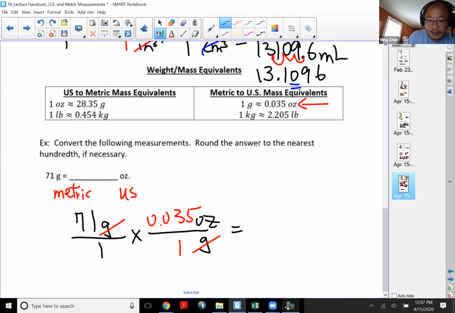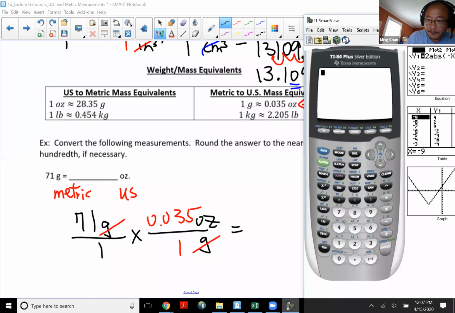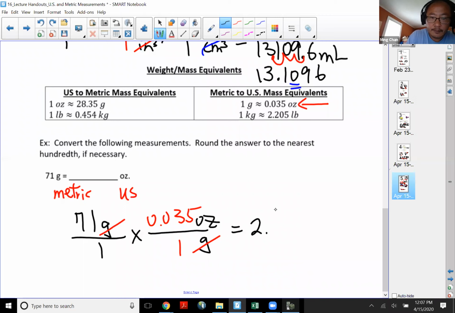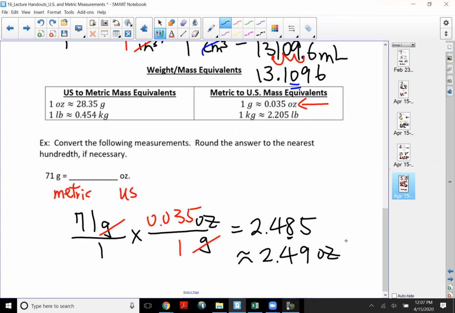But my answer, this is kind of weird, 71 times 0.035 is 2.485. So if I round to the nearest hundredth, it's about what? 2.49, right? Ounce. All right. So back to what we talked about at the very beginning. I'm gonna put my answer right here in the space, okay?